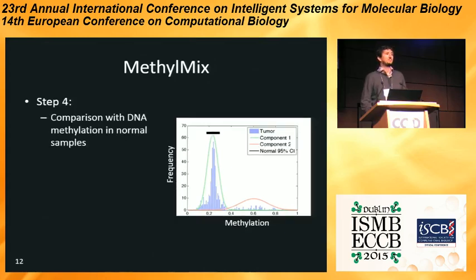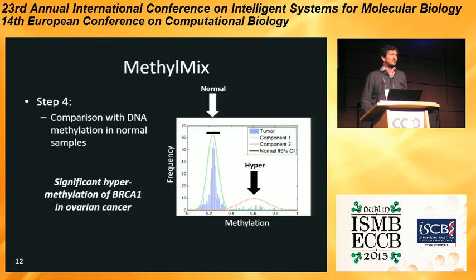Next, we compare these modes with the normal methylation status, and here you can see on top of the green mode the 95% confidence interval of the methylation of this gene for the normal samples. And you can see that the variance of normal methylation is much lower than in cancer. So what we have identified here is essentially that the green mode is the normal mode, whereas the red mode is essentially hypermethylation. In this case, this was an ovarian cancer data set from the TCGA, and this gene was BRCA1. So essentially, we have now identified BRCA1 hypermethylation in ovarian cancer using a statistical method where no manual thresholds have to be made.